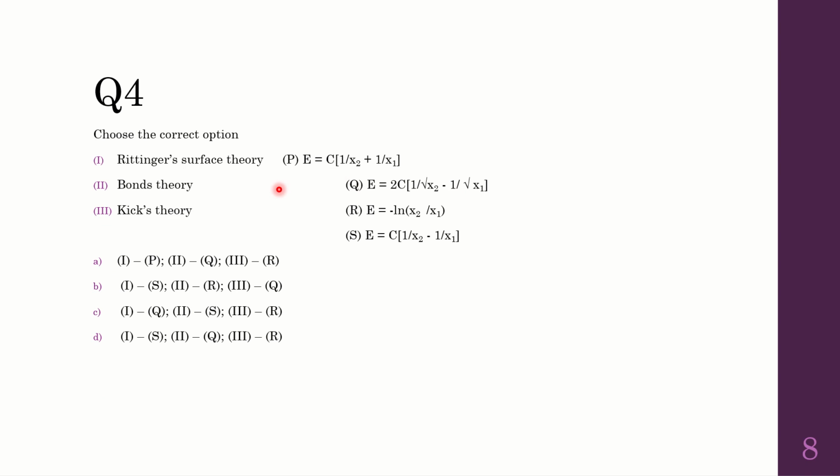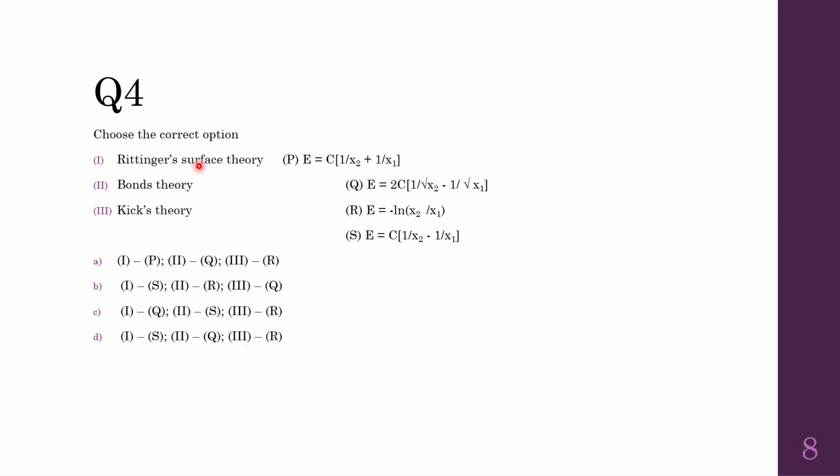So for Bond's theory, we have Q. So it is B and D. So option 2 we have Q. So option 3 we have Kick's theory. For Kick's theory, we have E is equal to minus ln of x2 by x1. So answer is option R.